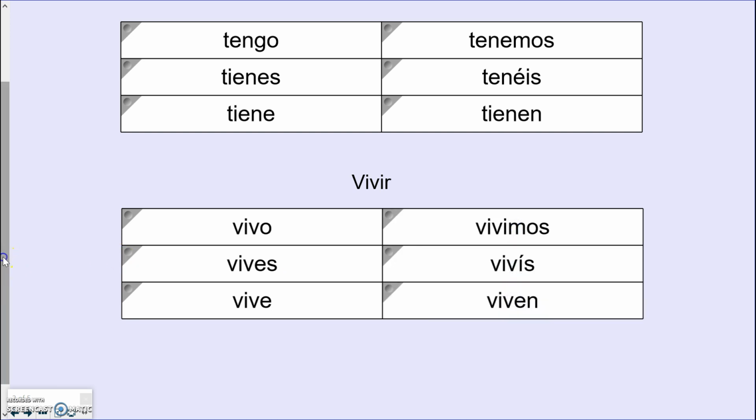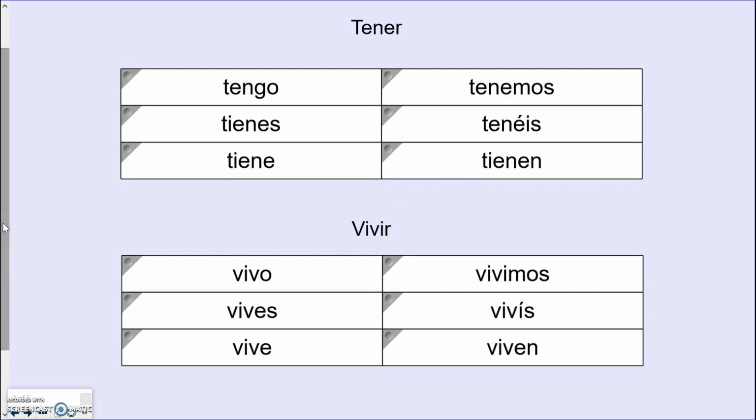Note the difference between tener and vivir. So with tener, you have an ER verb, okay? Vivir is an IR verb. So if you look at the endings of the first, second, third person singular and the third person plural, they're pretty much the same. But in the nosotros and vosotros of each of them, there's only a couple of letters difference. So here we have tenemos, here we have vivimos.